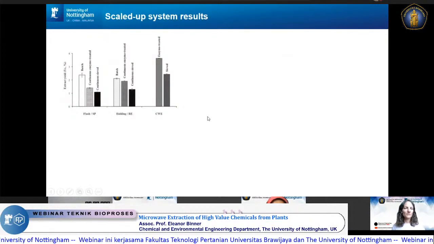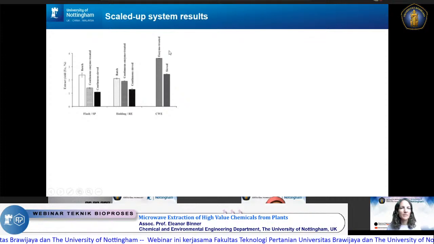So the results showed, I'll maybe speed up a little bit then. The flash or the single pass, and then the holding, which was the recirculation mode, and we compared it with a conventional experiment we did, which was the same volume. It's not really a fair comparison because we just heated up a batch for 20 minutes on a hot plate.